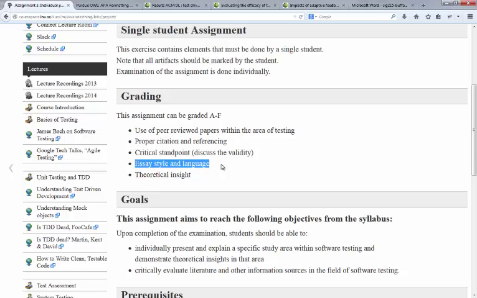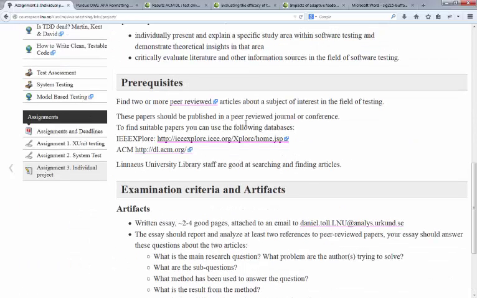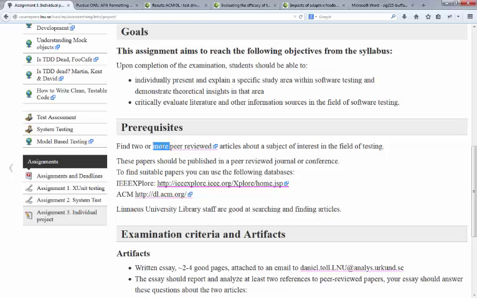And the fifth one is that I want to see that you've understood. When you discuss this, I want to see that you've understood what they said and that you have something to say of yourself according to this, right? Of course, if you aim for the higher grades, you could have more peer-reviewed papers within this area.